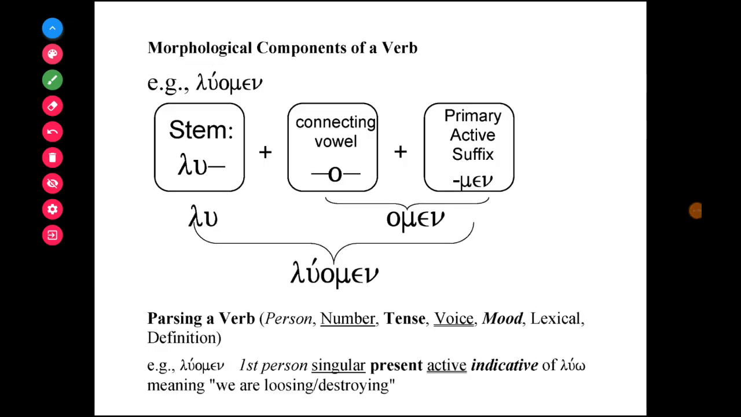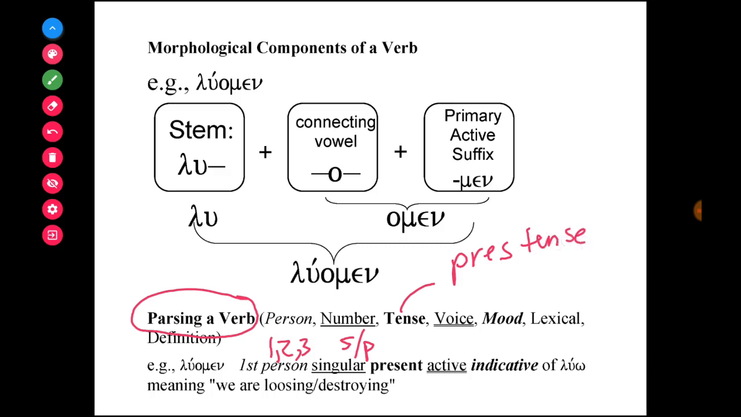So when we parse a verb, we'll always parse it in this order: by person, whether it's first, second, or third; by number, whether it's singular or plural; by tense, whether it's the present tense, the imperfect tense, the future tense, the aorist tense, the pluperfect tense, the future perfect tense, whatever the tense might be. There are 7 tenses in Greek.